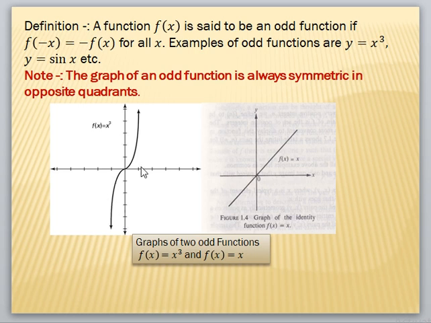See, this graph is symmetric in the opposite quadrant. This is also the graph of the function f(x) is equal to x, that is an odd function, and this graph is also always symmetric in opposite quadrants. So for finding out whether a function is odd or not, we have to find f(-x), and if that is equal to minus f(x), then the function will be an odd function.